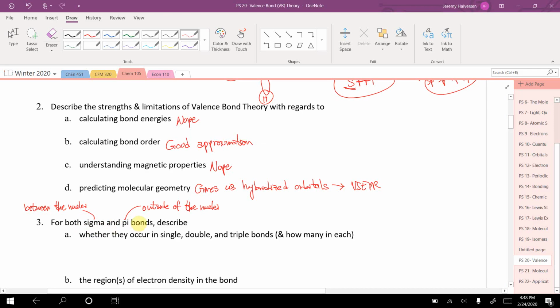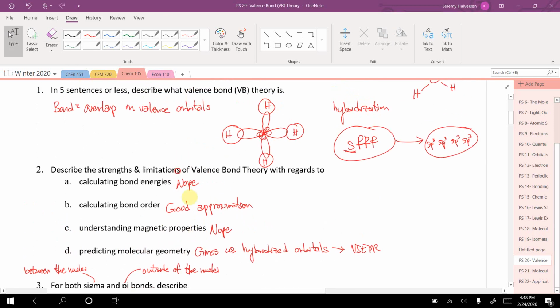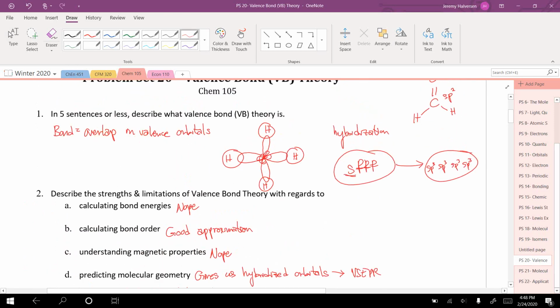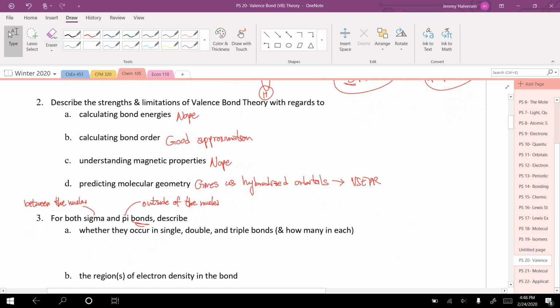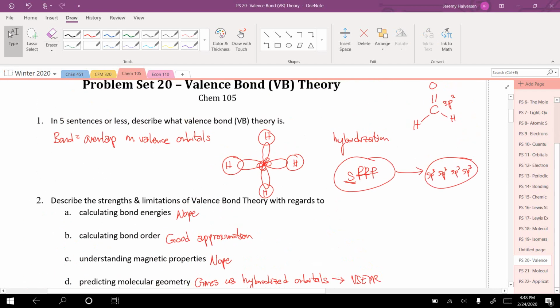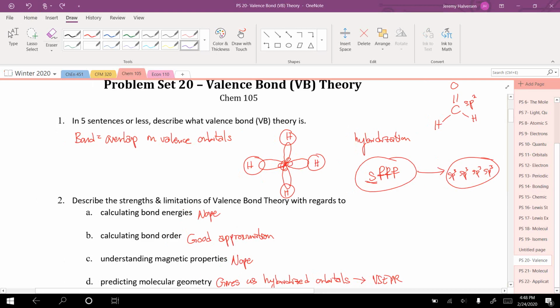So a sigma bond, what is a bond? Well, for valence bond theory, a bond is overlapping of orbitals. So in a valence bond, a sigma bond means overlapping of the orbitals between the nuclei. A pi bond means overlapping the orbitals outside the nuclei. So if we were looking at this methane right here, if we were to draw a line between the two nuclei, that overlap happens on that line. So that would be a sigma overlap or a sigma bond.